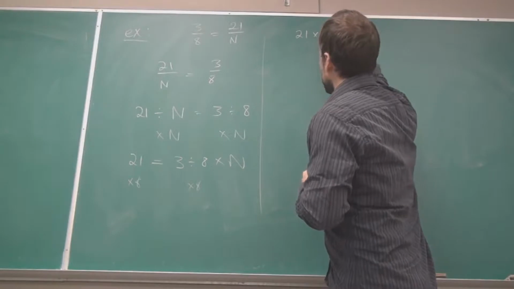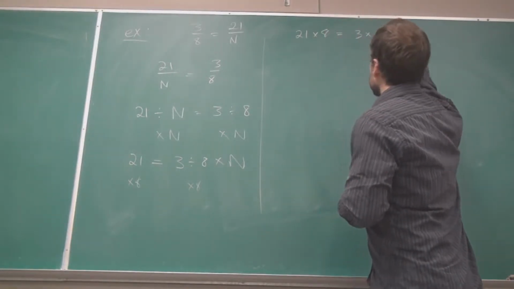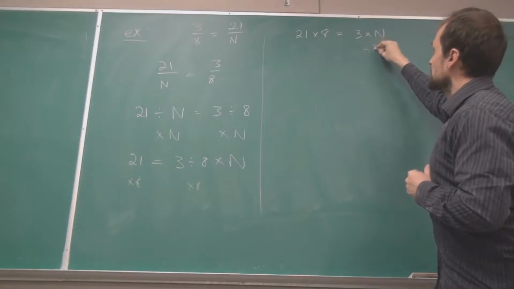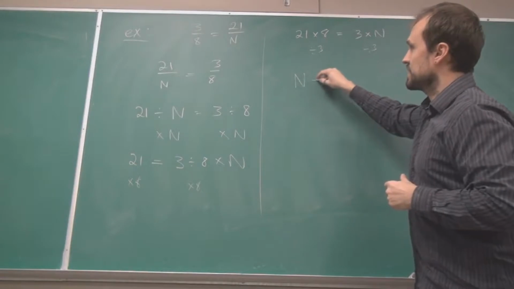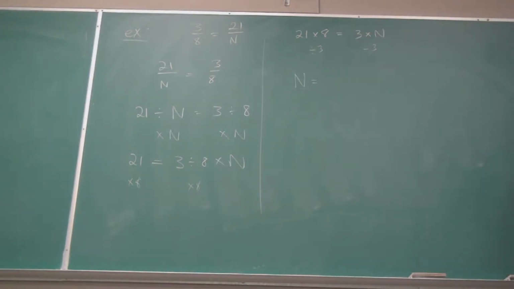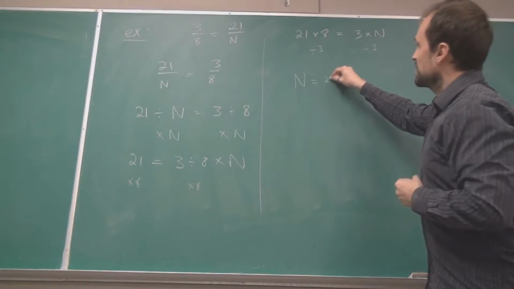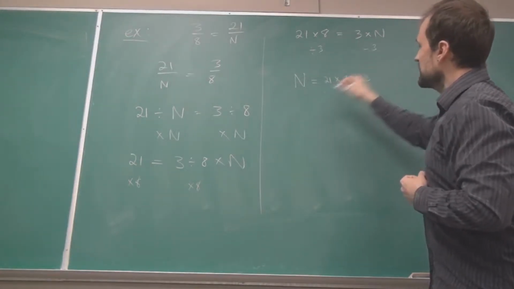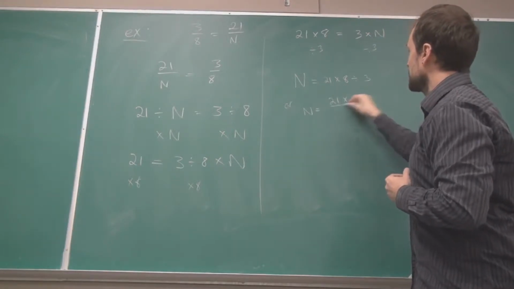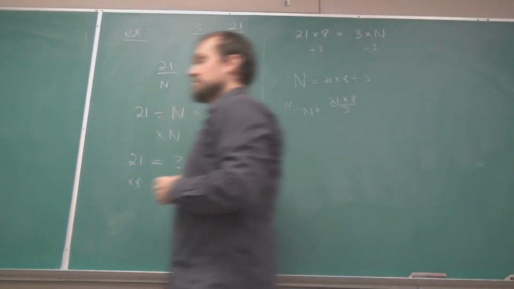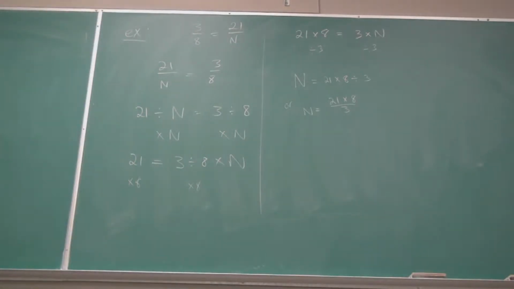To have 21 times 8 equals 3 times n. Then I can divide both sides by 3. And I'm going to flip everything around because I want to write the variable on the left. It reads nicer. And I have n equals 21 times 8 divided by 3, or in fraction form, 21 times 8 over 3. So again, the numbers in the original ratio equation feature in my answer. Now that was a little tedious. I wasn't a fan of that. Definitely don't want to do that over and over and over again.